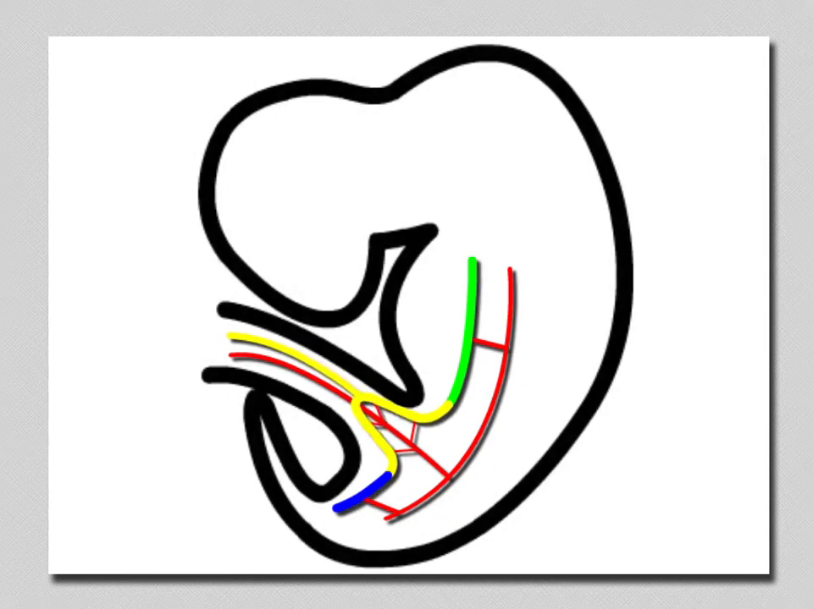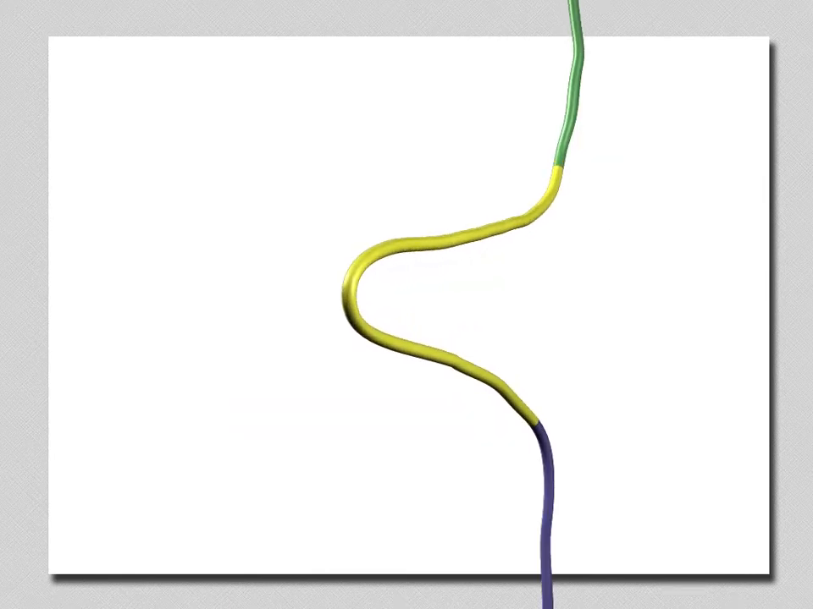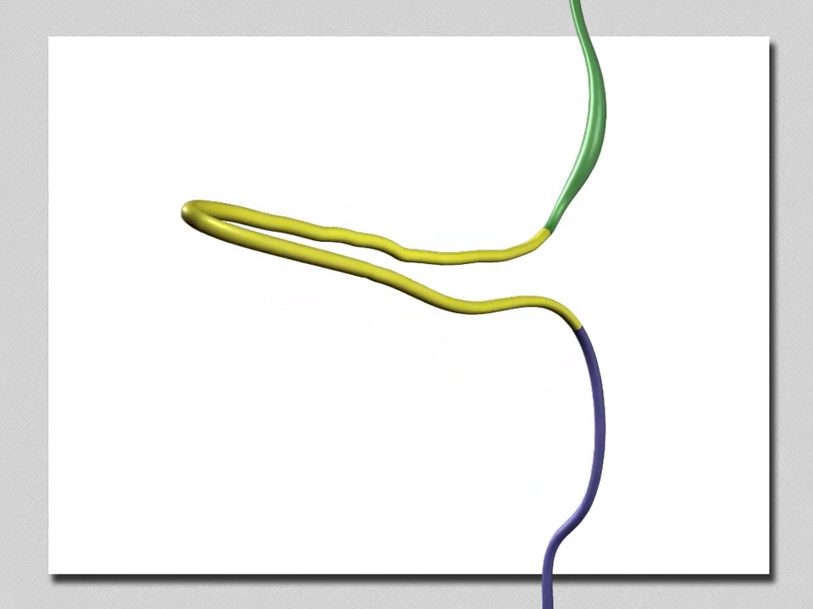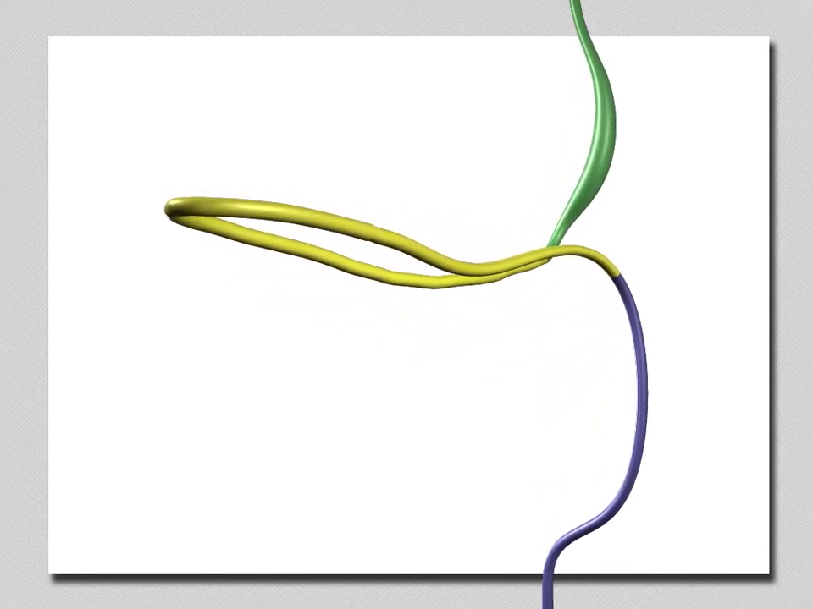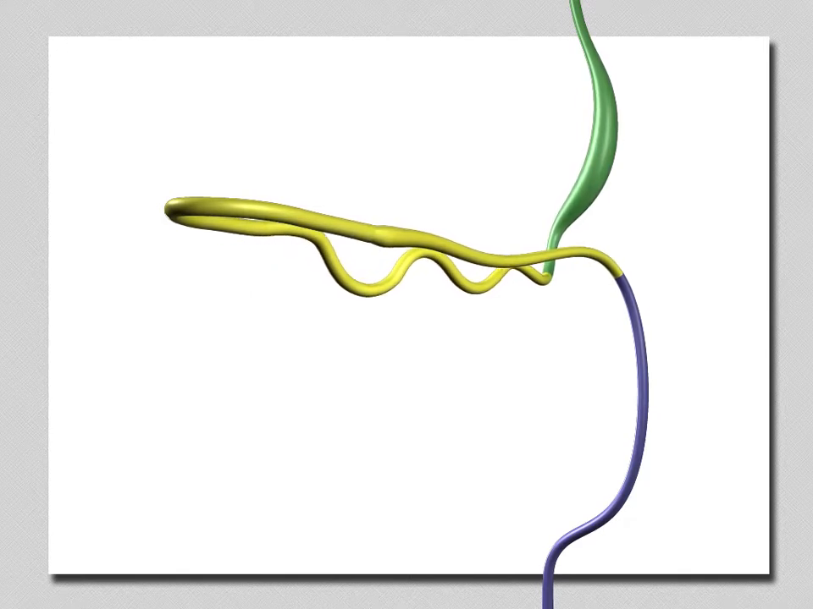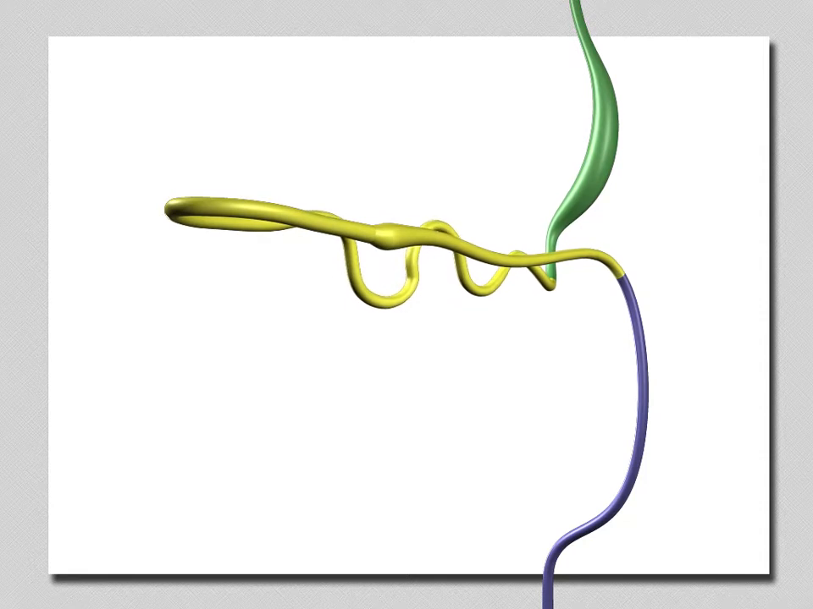The first 90-degree rotation occurs as the midgut elongates and protrudes into the umbilical cord. As it protrudes, the midgut makes a quarter turn counterclockwise around the axis of the superior mesenteric artery, so that the distal part is on the left and the proximal part is on the right. The distal part forms a bulge that later becomes the cecum, and the proximal part becomes convoluted.